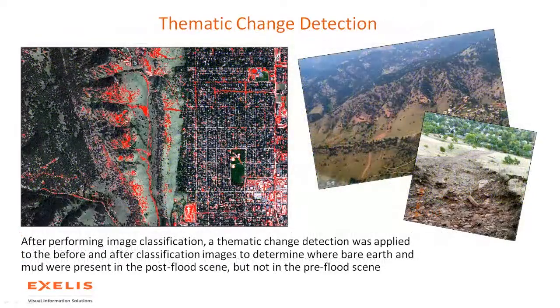After performing the image classification, a thematic change detection was applied to the before and after classification images to determine where bare earth and mud were present in the post-flood scene, but not in the pre-flood scene. This worked well to determine where landslides were located along the mountainous ridge along the western portion of the scene, as well as determining which roadways and lots within the neighborhood were affected.